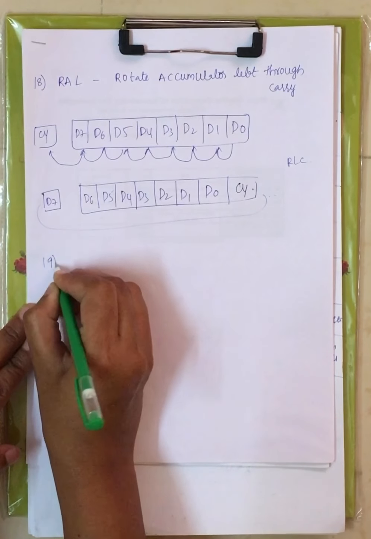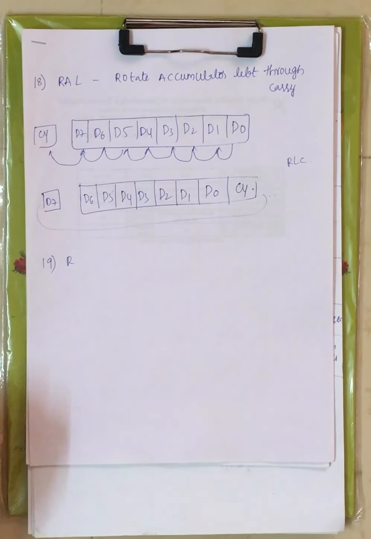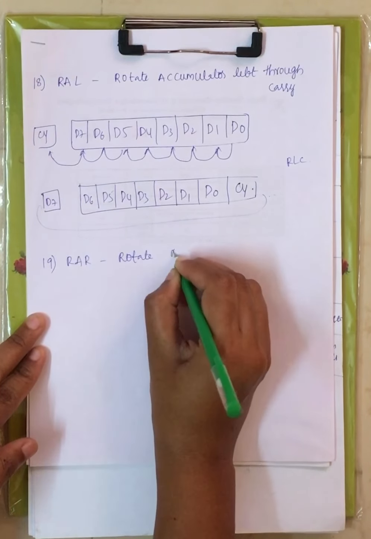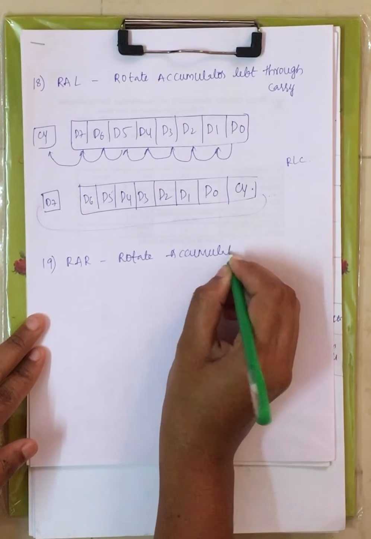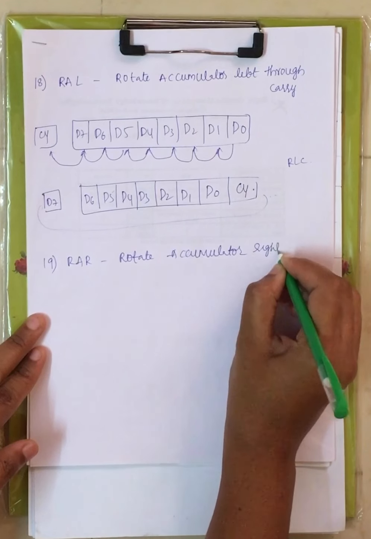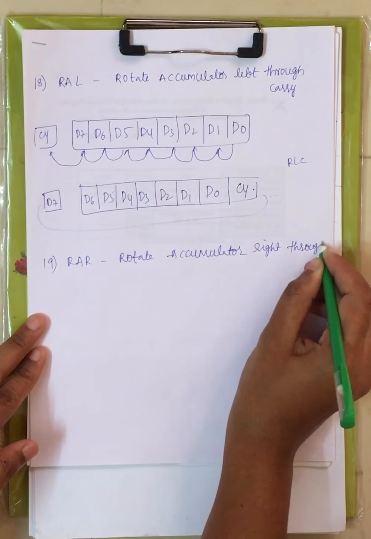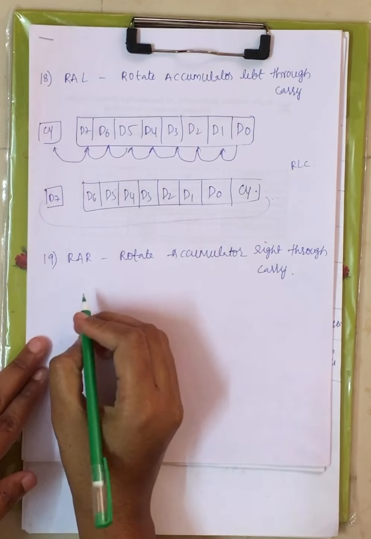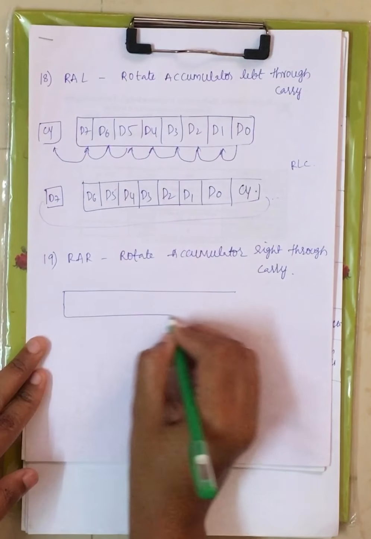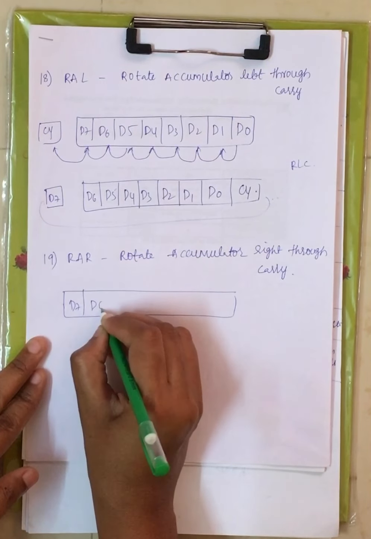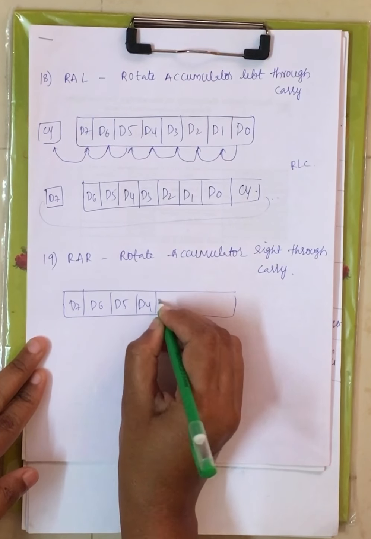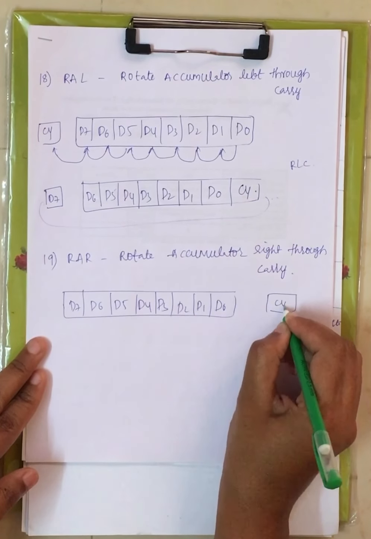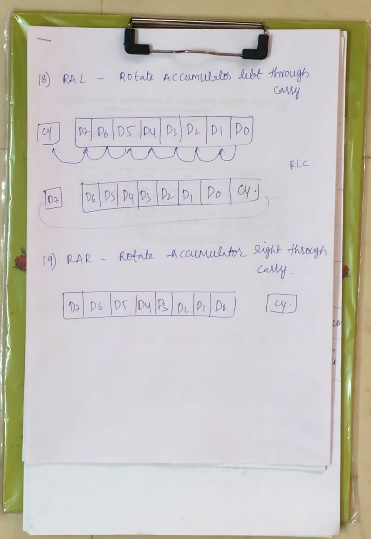Now coming to the 19th instruction, you have RAR, rotate accumulator right through carry, rotate accumulator right through carry, right? Now first represent the 8-bit data. We have D7, D6, D5, D4, D3, D2, D1 and D0. Next we have the carry flag, right?